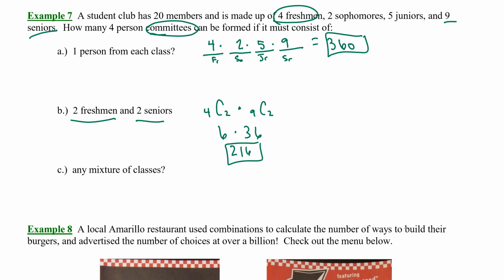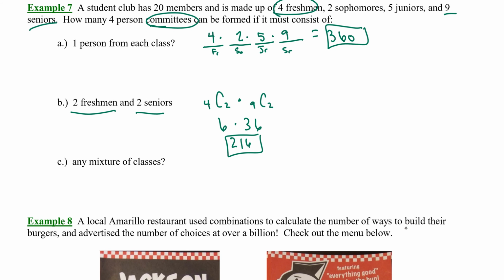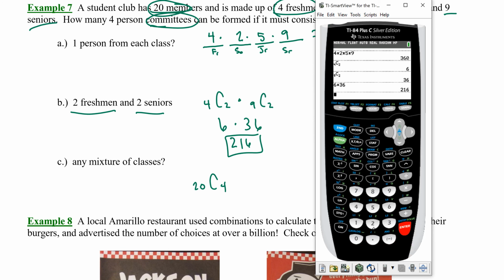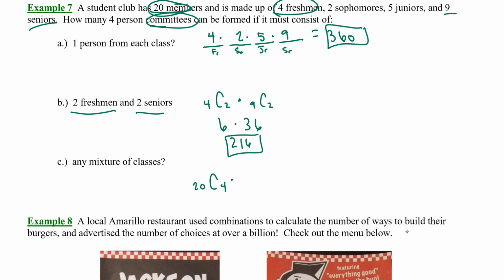Now, to finish, what if we don't have to have a special composition? What if we can have any mixture of classes? Then in that case, we're going to say we have a total of 20 members, and we're going to pick them 4 at a time, disregarding class. So 20C4, and we end up with 4,845 different committees.